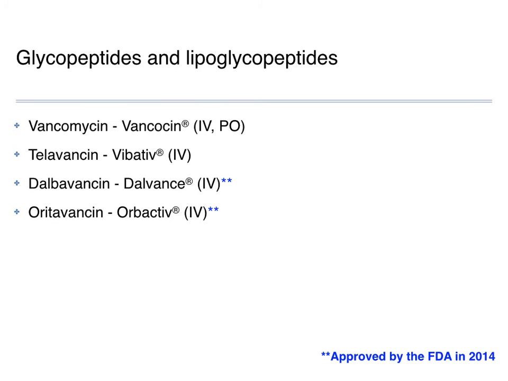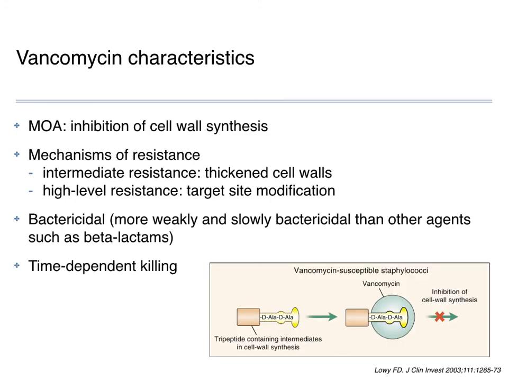Vancomycin is a glycopeptide. The other three are lipoglycopeptides, so derivatives of vancomycin. Telavancin was approved in 2009, and then, interestingly, dalbavancin and oritavancin were approved in 2014. As I mentioned a couple of times, we seem to be in this really weird but exciting time where we're suddenly having new antibiotics come out, which is a new thing for us. We'll talk primarily about vancomycin, although a lot of the same things will hold true for the other drugs.